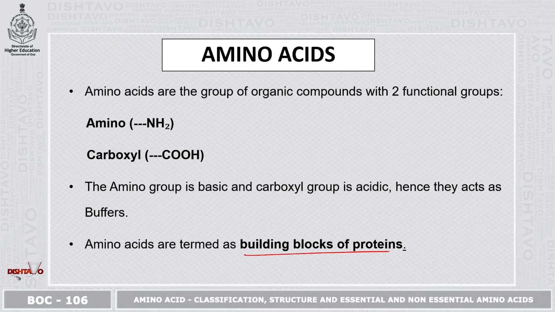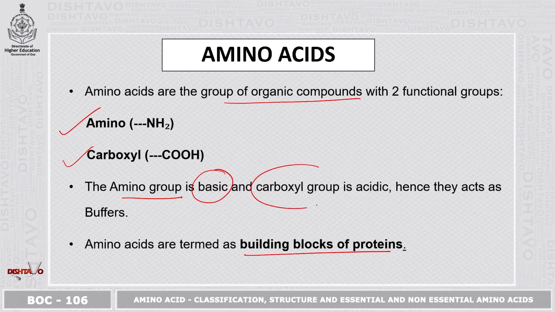Coming to the introduction, what are amino acids? Amino acids are referred to as the building blocks of proteins. And these amino acids are a group of organic compounds with two functional groups. The first one is the amino group, that is NH2, and the second one is the carboxyl group. Now, the amino group imparts any amino acid basic nature, whereas the carboxyl group is the one which imparts the amino acid the acidic nature, and hence they are used as buffers in many biochemical reactions that are occurring in the living system.